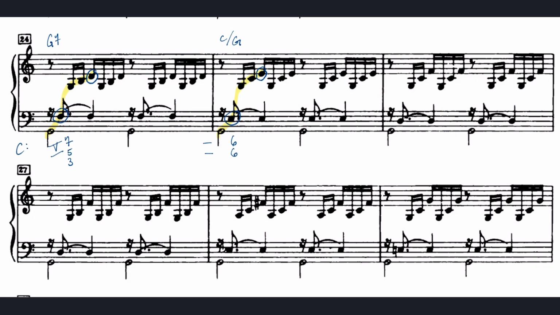So that is a fifth that also progresses up a step to a sixth. And then finally, the third in measure 24 above the bass note G, which is a B, which I'll circle now, that B in the same location, metrically, becomes a C, which means that that third progresses up a step to a fourth. All right, so if we just reduce this to block chords, the first measure is G7, and then the second measure is C over G.